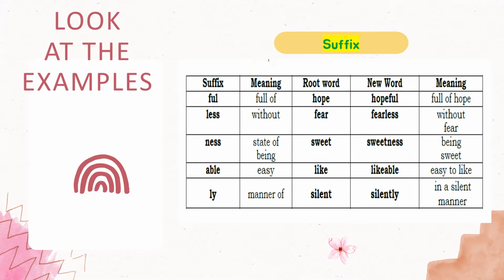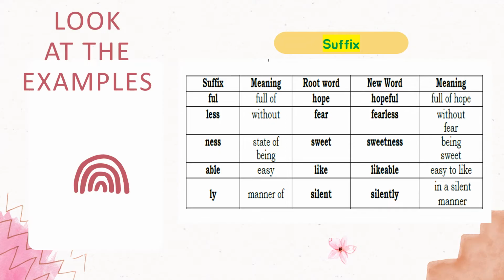For the suffix, we have the following examples. Suffixes are the syllables added at the end of a root word. Example, ful. When we say ful, it means full of. If we add it to the root word like hope, we can form a new word like hopeful. Hopeful now means full of hope. Less means without. If we add it to the root word fear, we can form a new word like fearless. And fearless means without fear.